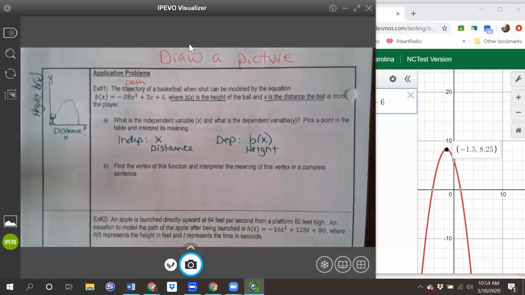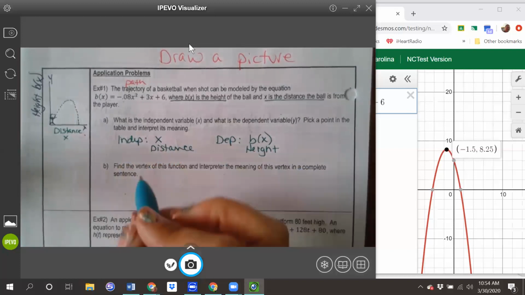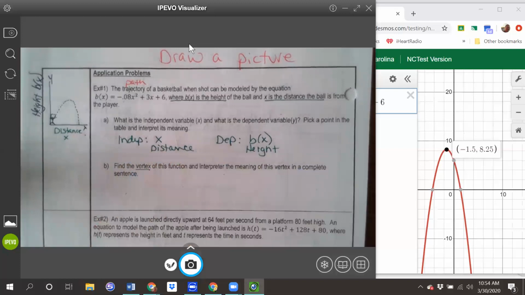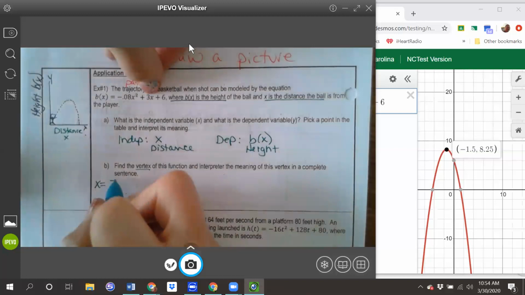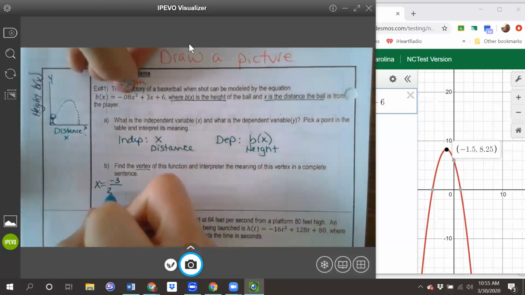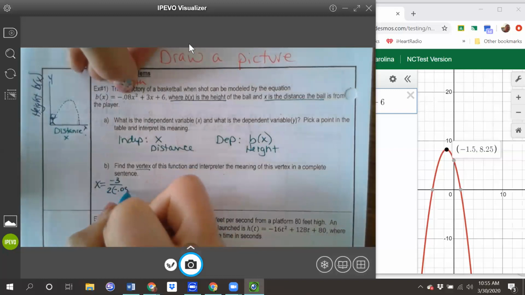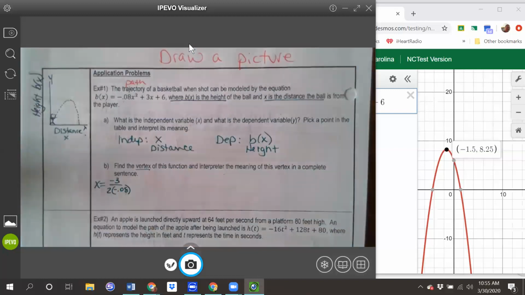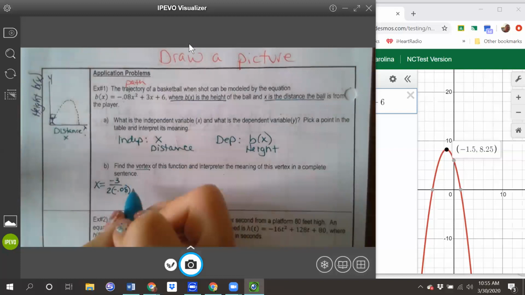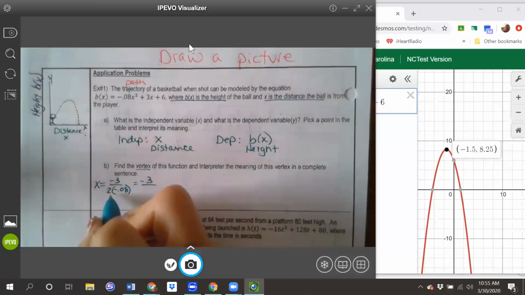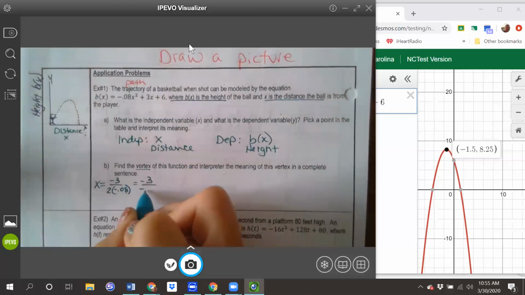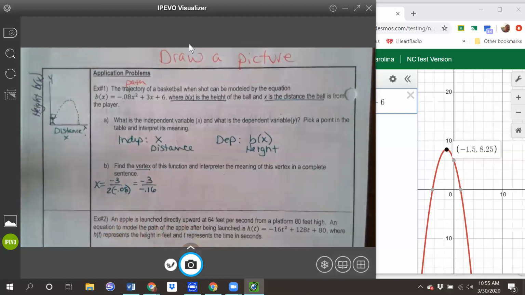All right, so part B says, find the vertex of this function and interpret the meaning of the vertex in a complete sentence. Okie dokie, so to find the vertex, how do I do that? X equals the opposite of B over 2 times A. So that is going to be -3 over -0.16. 8 times 2 is 16, so 0.16.